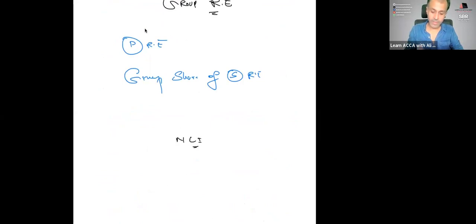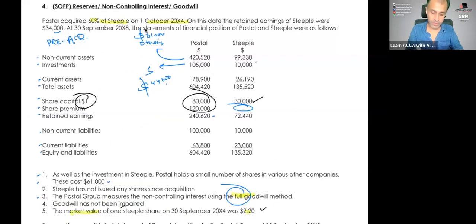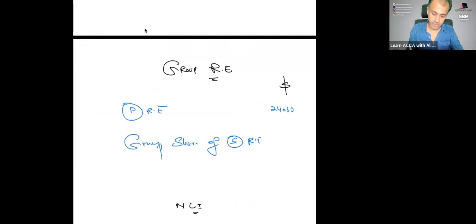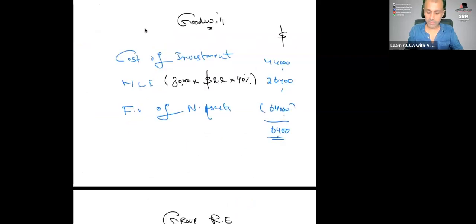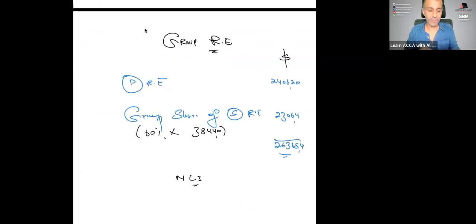Okay, let's fill them in with the figure of the profits of parent, the 240,620. The group share right now is 60%, and the profit that we have worked up there is 38,440. 60% of 38,440, that's about 23,064. There you go. The total is 263,684.